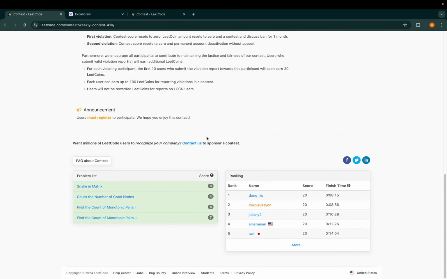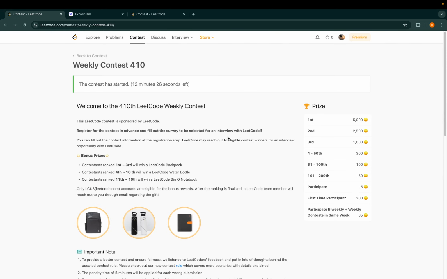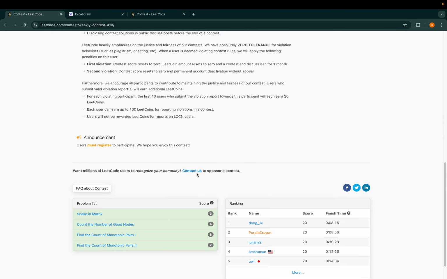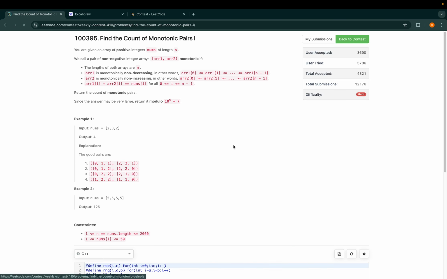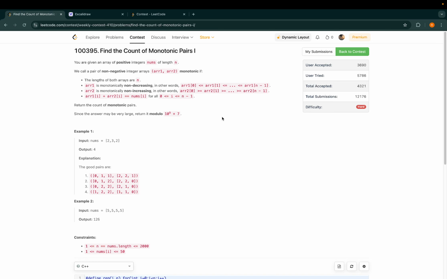Yes, I was able to solve all four problems with, I think, 12 or 10 minutes left. And it was a pretty good contest. I'll go through the third and the fourth problems first, and then I'll upload new videos for the first two problems. So directly jumping to the third problem, count of monotonic pairs.